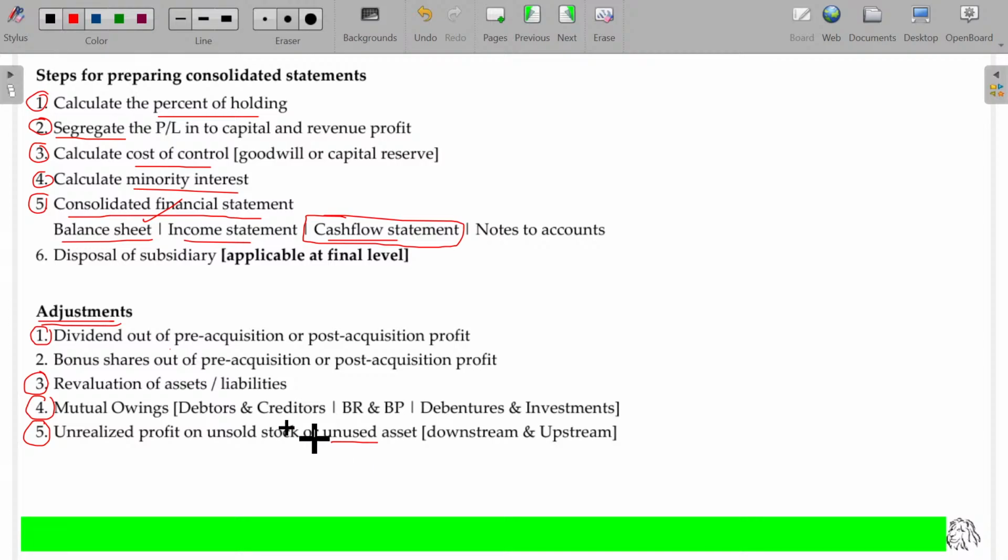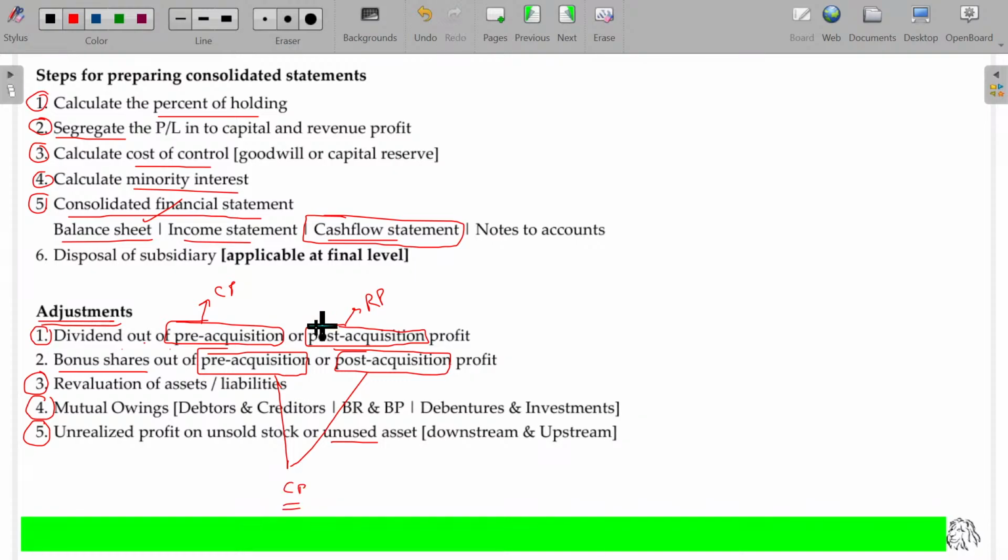The last part that I have to cover here is all about bonus shares. Bonus shares are the same as dividend in that they may be announced and given out of pre-acquisition profit or post-acquisition profit. But in case of dividend, if it is given out of pre-acquisition profit, this is called capital profit. And if the dividend is announced out of post-acquisition profit, this is revenue profit. Capital profit and revenue profit. Clear? But if the bonus share is given out of pre-acquisition or post-acquisition profit, whatever it may be, both will be considered as capital profit.